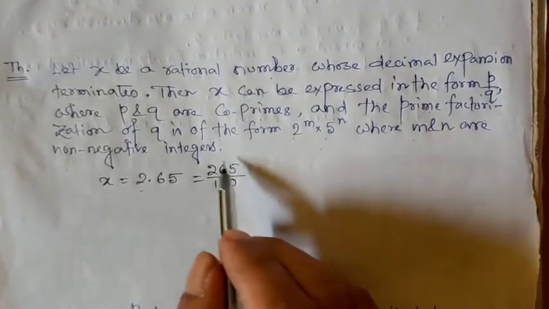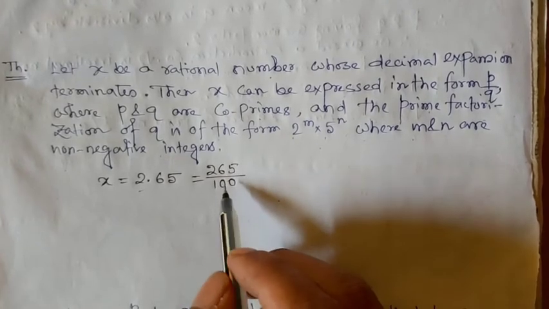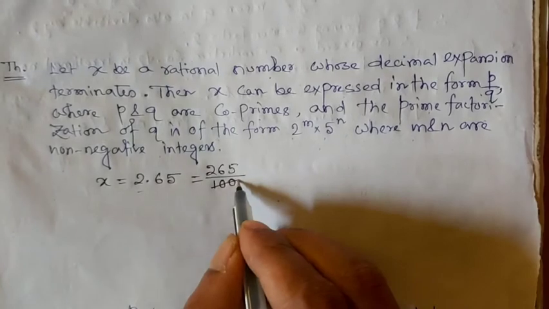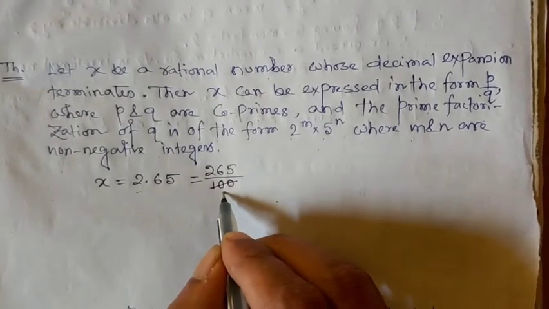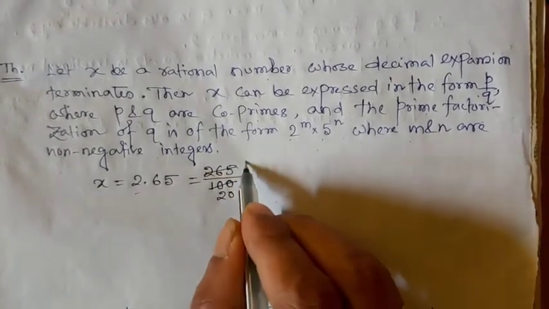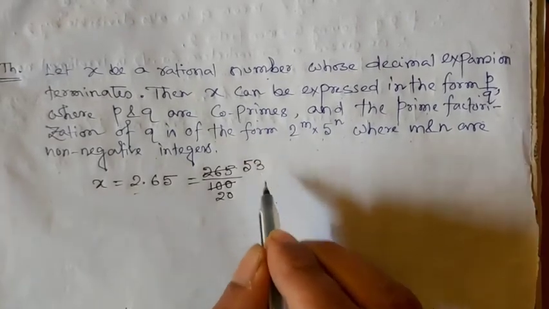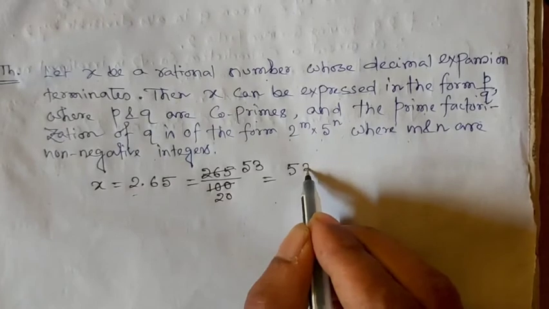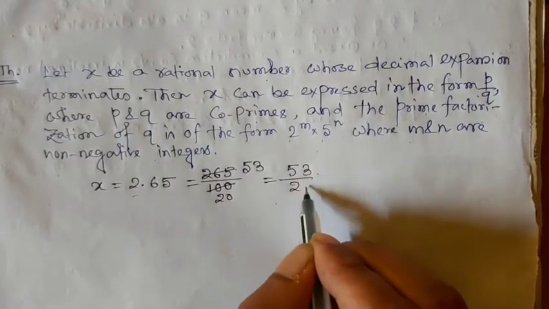So this is not the expression of p by q where p and q are co-prime numbers. 265 and 100 are not co-prime numbers, that's why we have to divide by 5. Then this one is 20 and this one is 53. So 2.65 can be represented as 53 divided by 20.